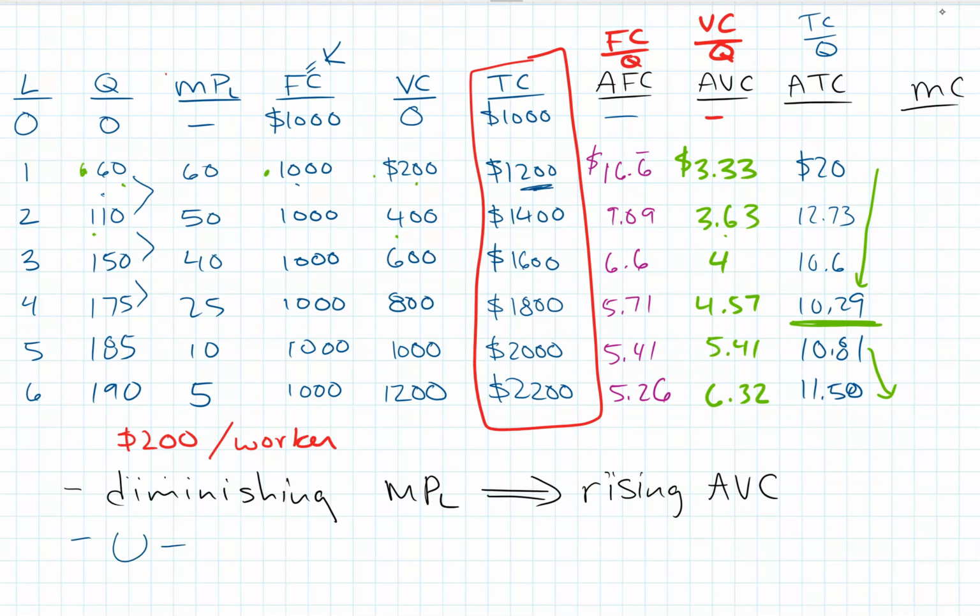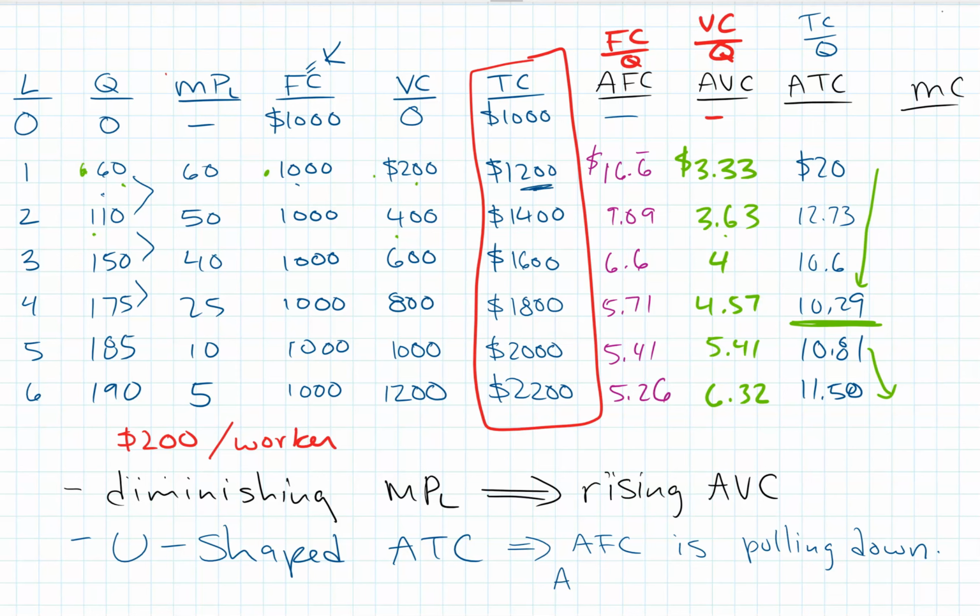We have a U-shaped average total cost, right? And so this is very common. And so why is it U-shaped? Well, the average fixed cost is pulling down, right? Because you're dividing the fixed cost by a bigger and bigger amount, but the variable cost is pulling it back up, right?